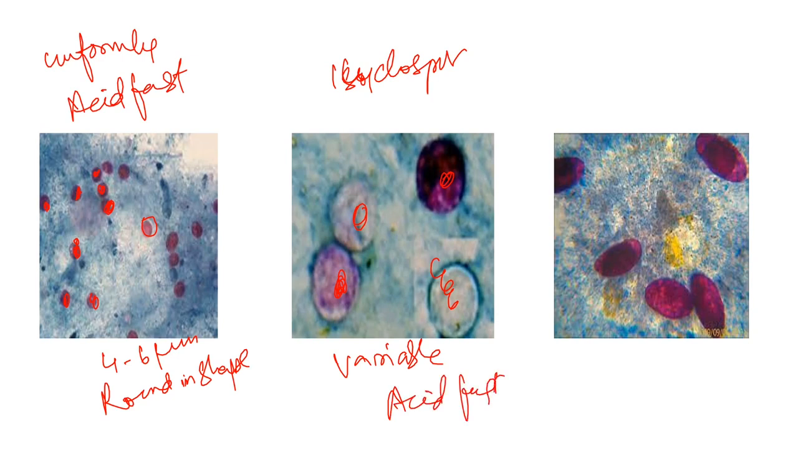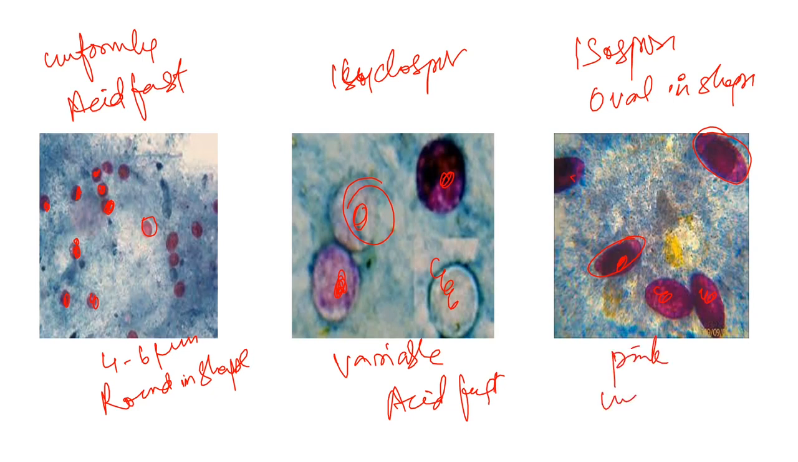But see, in case of Cyclospora, here it is pink, here it is variably pink, here it is not pink, here it is not pink. So this is Cyclospora, and variable acid fastness is shown by this, ठीक है. And here you see this is also round in shape and this is Isospora. Isospora में क्या होता है, this is oval in shape, you can see oval, but again it is uniformly acid fast, ठीक है. ये pink है, pink means uniformly acid fast.